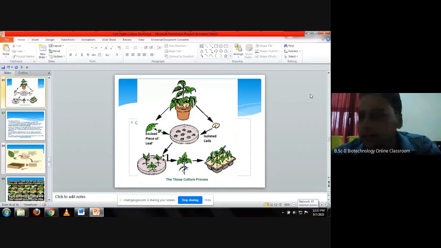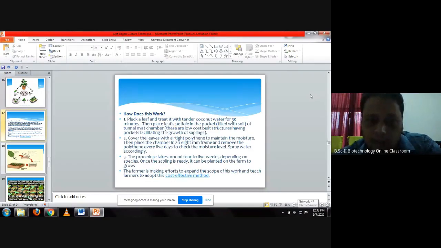So this is the protocol he has used. See, here you can see in the pot the leaf is there. He has excised it. Then from this leaf he has put it in the trays, and from this leaf the shoots arise, and from these shoots he has got whole plants. This is the tissue culture basic concept. Now how does this work?